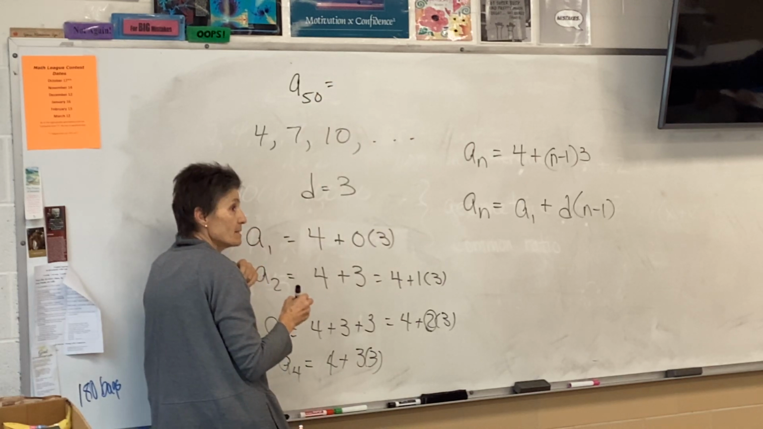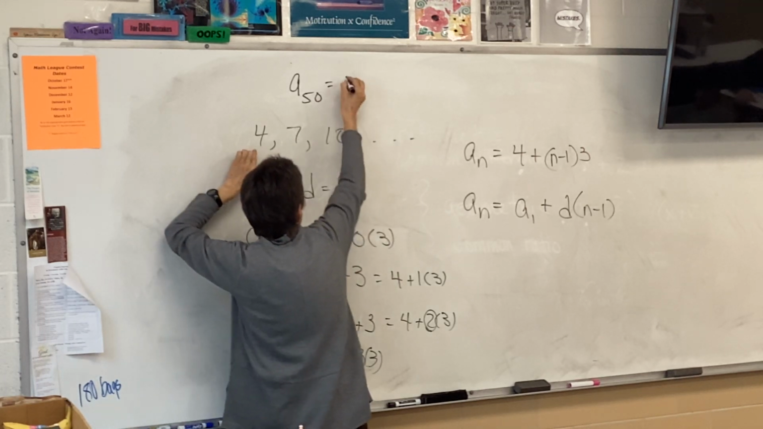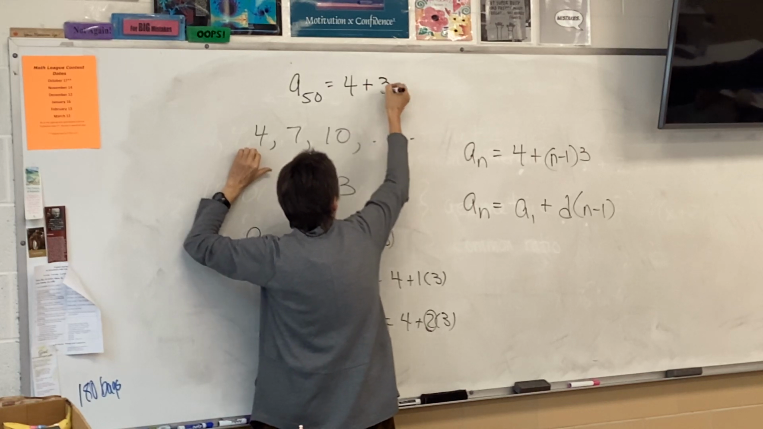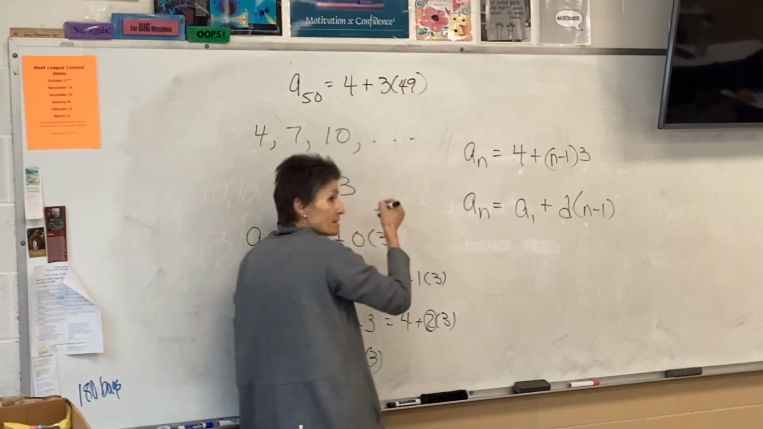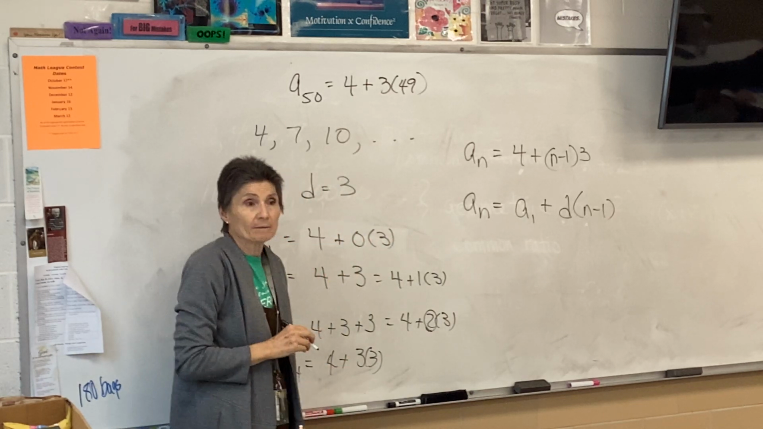we could calculate it in a snap. The 50th term will be 4 plus 3 times 49. Does that make sense to everybody? I just work it out and I'm done.